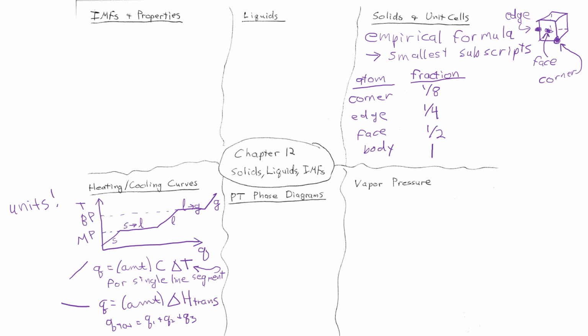And then if you're going to figure out how many atoms of each element are inside of a unit cell, you count the number of atoms in that position and multiply it times the fraction. So for instance, if you have 8 corner atoms, you would take 8 times 1/8, which means that they contribute 1 to the unit cell. All right.